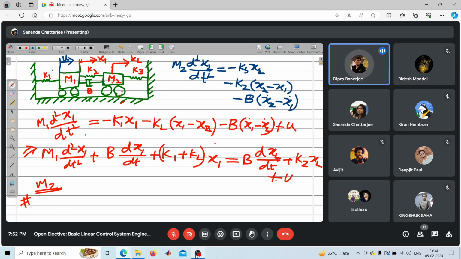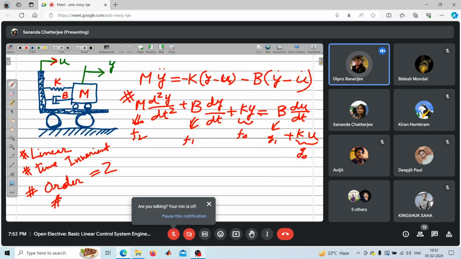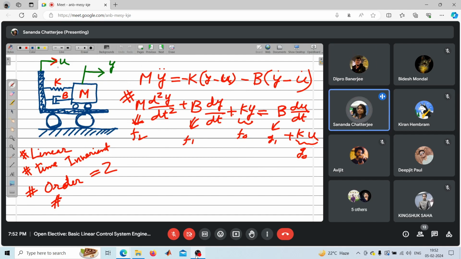Ma'am, in the previous example, you said that u was enough to describe the system because it was a spring mass dashpot. Can you explain once more why u was not enough in this second one? If you see this structure, there is a difference. For this structure, we have provided the input displacement u on this platform, not directly to the mass.